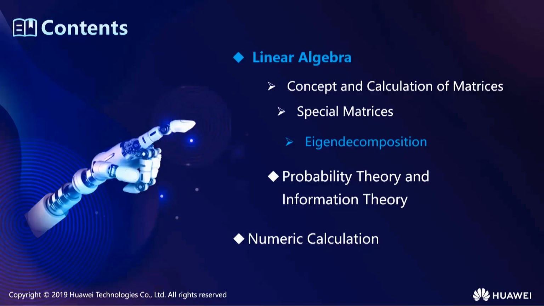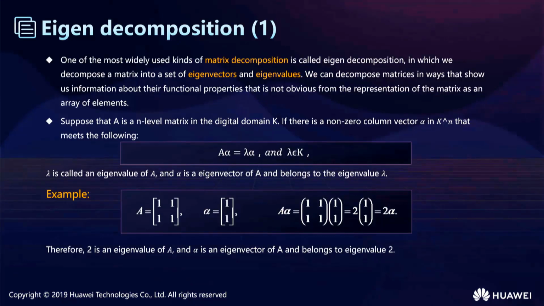Next, let's learn eigen decomposition. Eigen decomposition is widely used in matrix computing because it can largely cut our data size and make our data easy to calculate. This is because some properties of a matrix are not obvious, and we can find them through eigen decomposition.